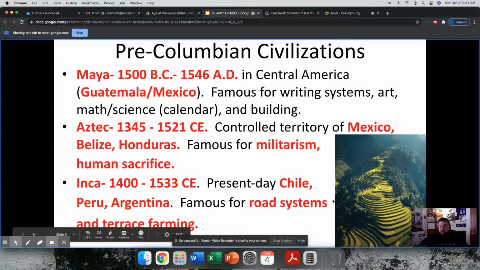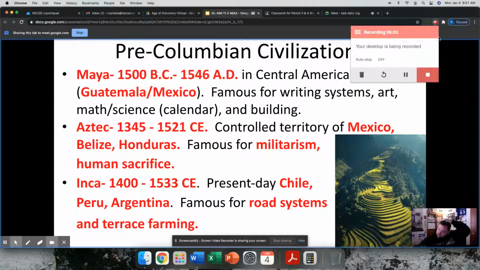And then road systems. If you're going to build a large empire in the mountains, you need to be able to travel efficiently, and the road systems certainly do serve that need. So Maya, Aztec, Inca, you can see the time periods, you see the geography as far as where they're located, and we're really going to take a closer look at some of the achievements.